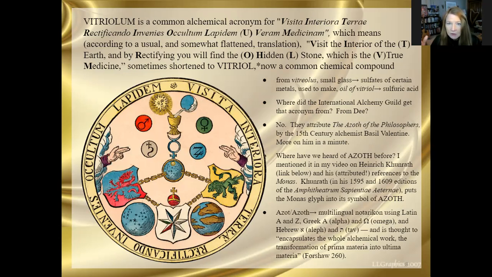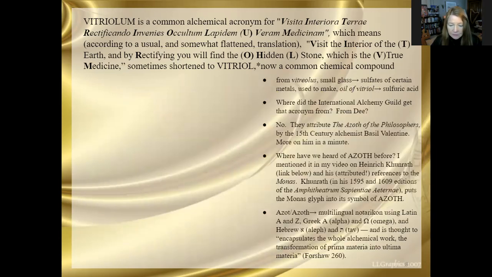So Azoth is a multilingual notarikon where you just put together A and Z in Latin, Greek Alpha and Omega, Hebrew Aleph and Tav, that is the first and the last of these three alphabets, and you get Azoth. And as Forshaw says, this is thought to encapsulate the whole alchemical work, the transformation from prima materia to ultima materia, from the base matter to achieving the philosopher's stone.